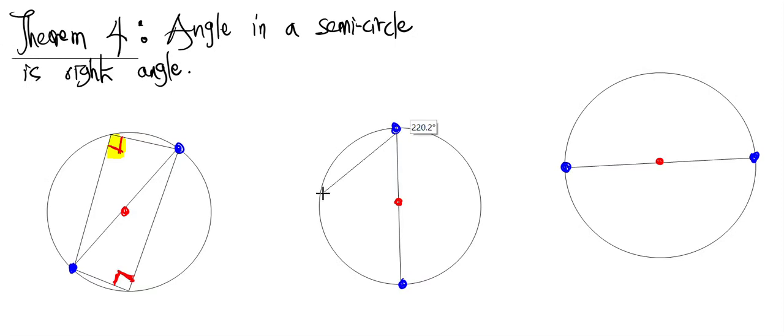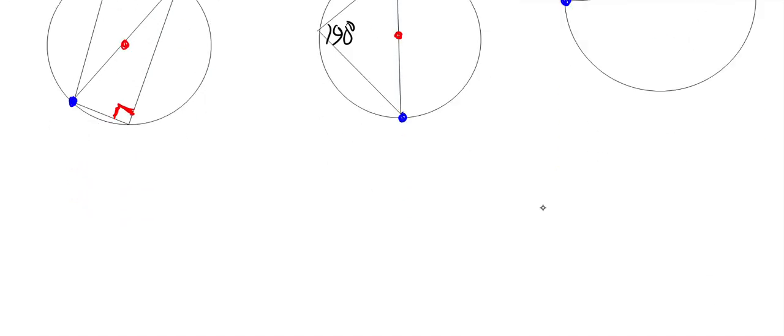So let's show it here. So that's 90 degrees. So let's write 90 in full. Trace the extreme endpoint of the diameter to any point on the circumference. We still have 90 degrees. And that's the theorem. Let's proceed to theorem 5.